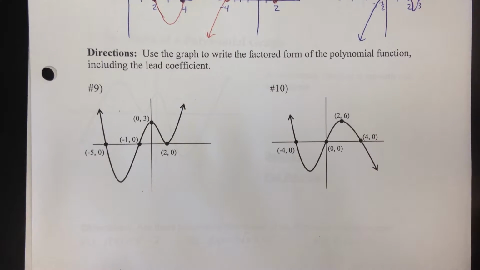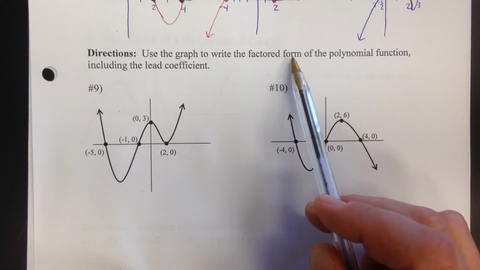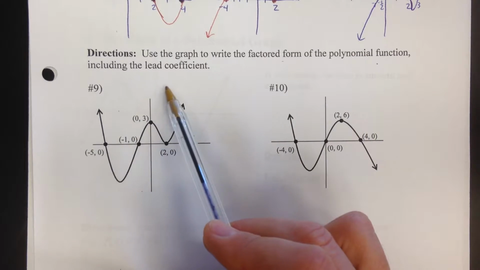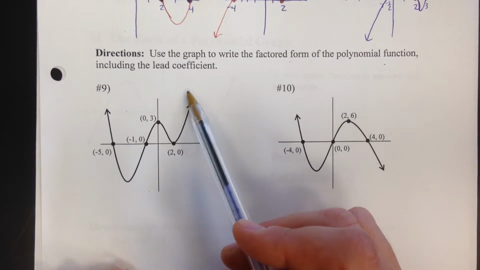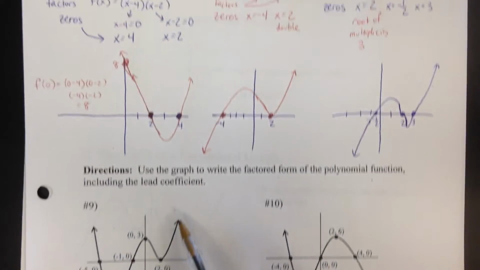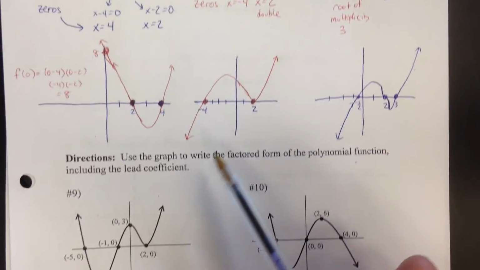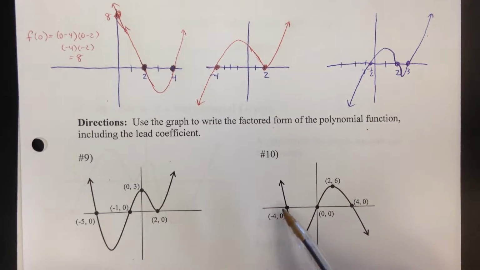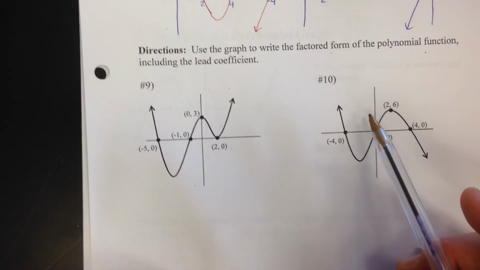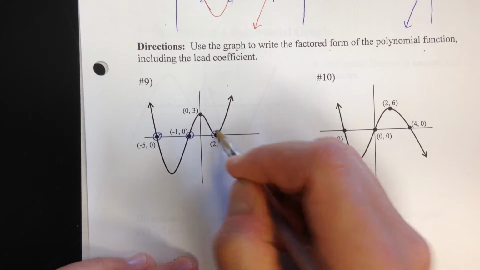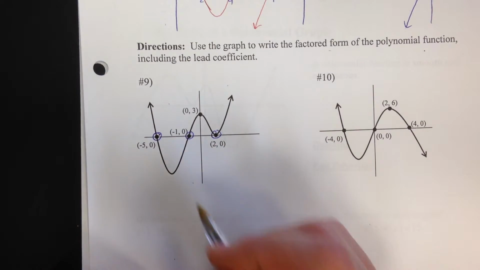All right, now the last two here, use the graph to write the factored form of the polynomial function, including the lead coefficient. So instead of going from the function to the picture, which is what we were doing in 6, 7, and 8, can we go from the picture to the function? Now, where you're going to focus is the zeros. And we're going to work backwards.